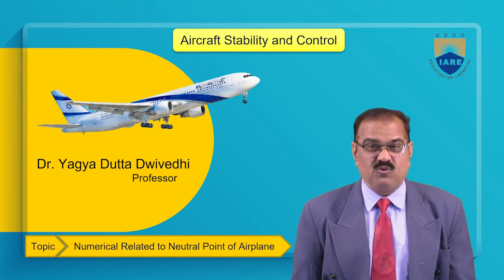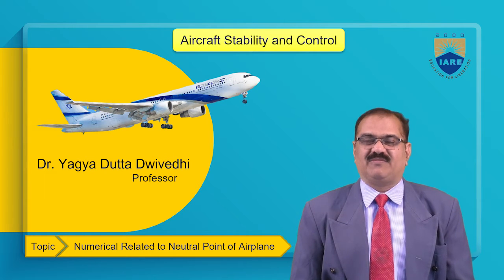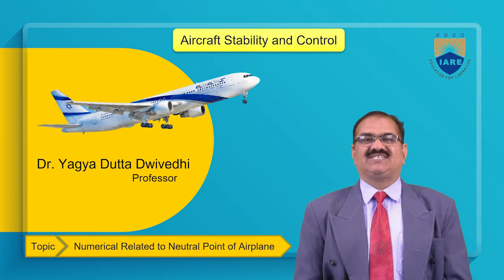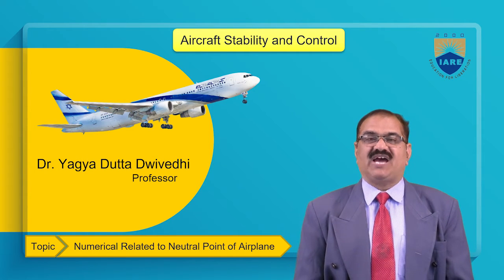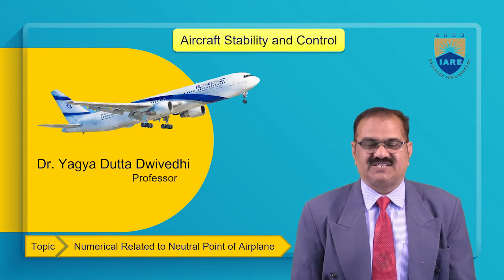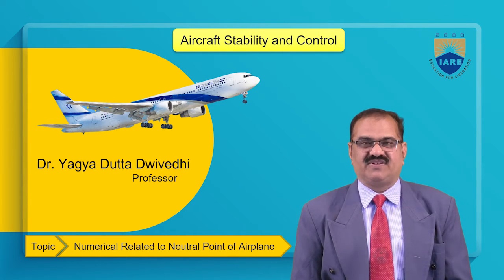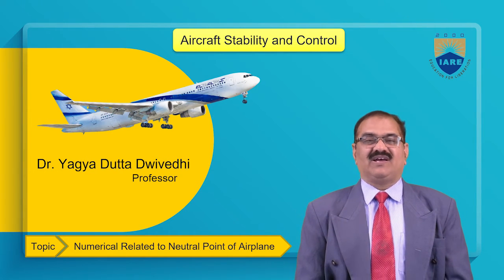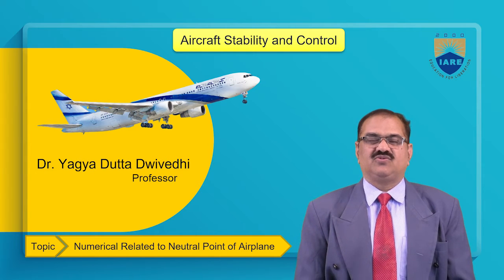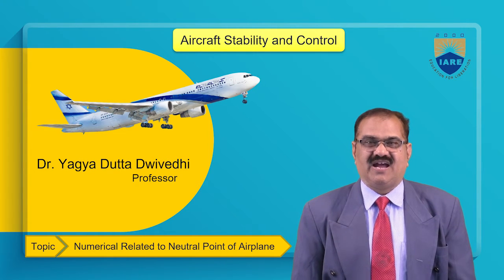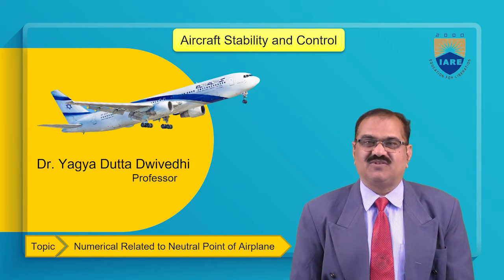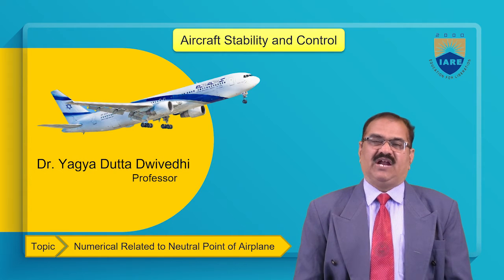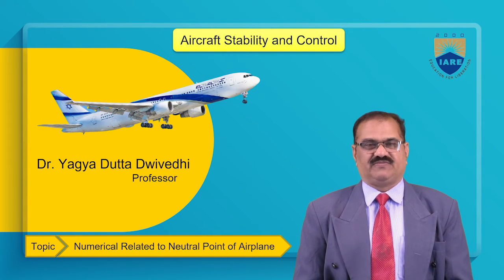In the previous two tutorials, tutorial number 1 and tutorial number 2, I have discussed how the longitudinal static stability is maintained, how many types of longitudinal static stability there are, how you design the aircraft for longitudinal static stability, and what conditions are to be met to make sure that your aircraft is longitudinally statically stable. That we have covered in our unit number 1, tutorial number 1 and tutorial number 2.